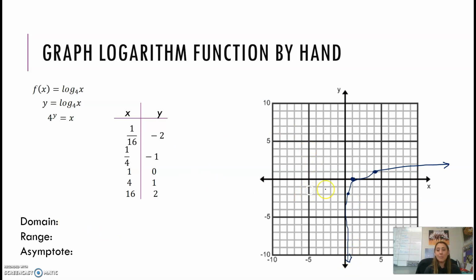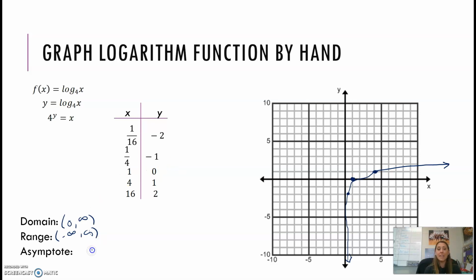So that means my domain has changed now. If I switch the x and the y and I'm thinking of the inverse, my domain is never going to have any negative x values. So I'm going to have 0 to infinity because it goes this way forever. But then my range goes down forever and goes up forever. So my range is going to be -infinity to infinity. And that makes sense. We switch the x and the y, then we switch the domain and range.